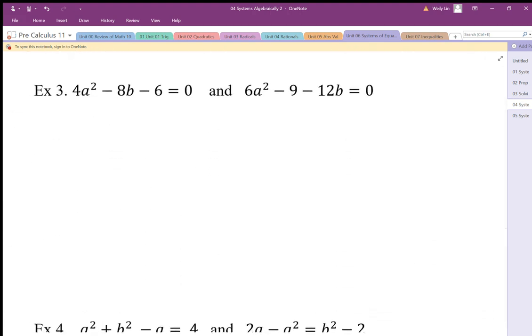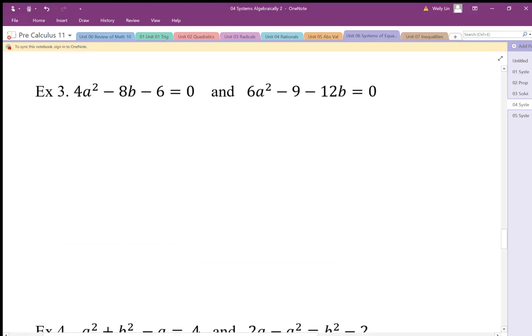So again, here we have a quadratic system. In this case here, it looks like we can maybe solve for one of the variables, a squared or b. Since there's no a and a squared, let's go ahead and see if we can solve this by getting rid of the a. So first thing I'm going to do actually is I notice that these both have common factors. So I'm going to divide everything by 2.